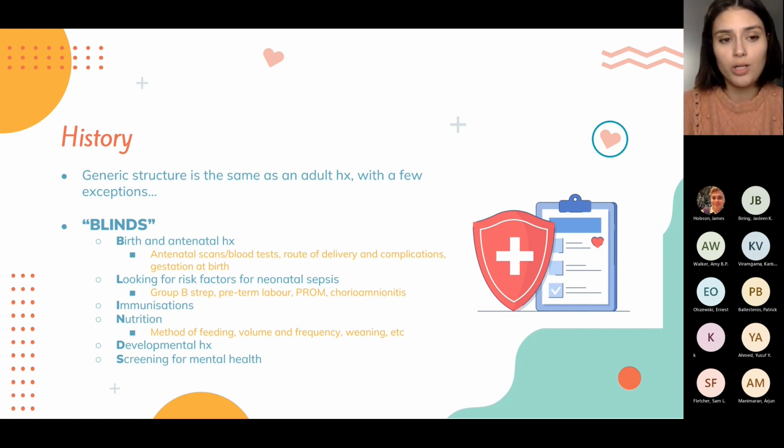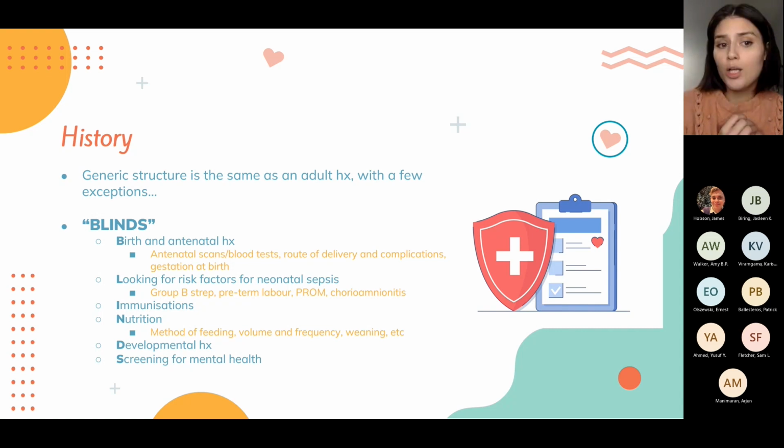So there's a good acronym for remembering the additional parts of a history that you need to include in a paediatric history compared with adults. So that's BLINDS. So you want to include the birth and antenatal history. So that includes everything from when the mum knew she was pregnant. Were there any complications? Did she attend all her scans? Were there any problems with the scans or the blood tests that she had? How was the baby delivered? Was it vaginal? Was it C-section? Was it an emergency? Was it planned? Any complications? And also how far along the baby was at gestation at birth.